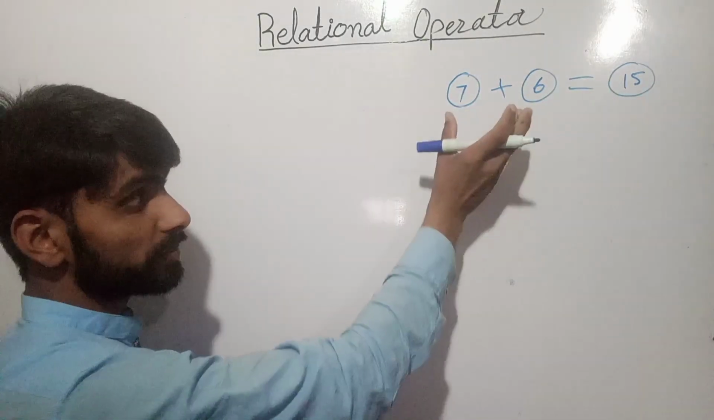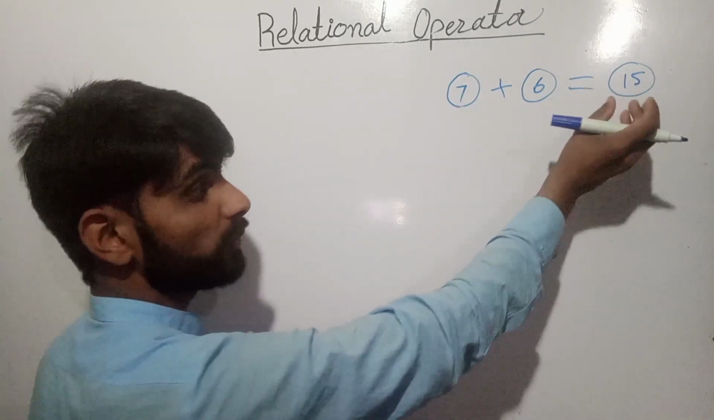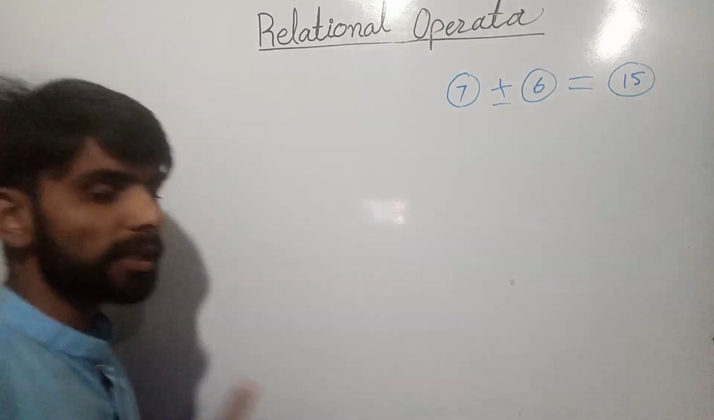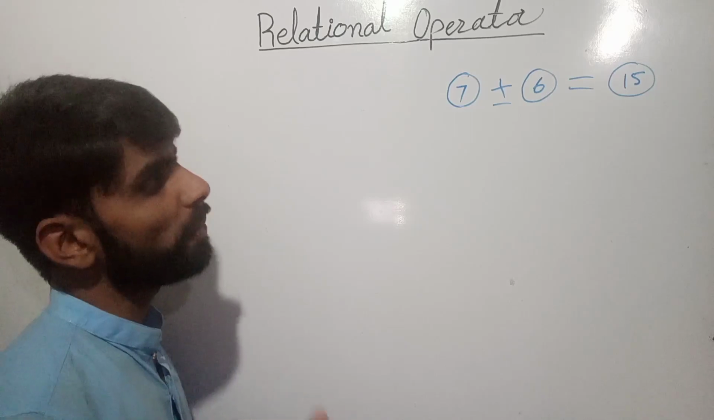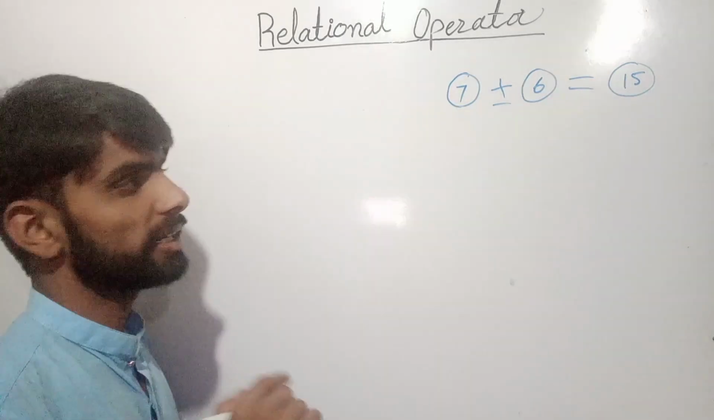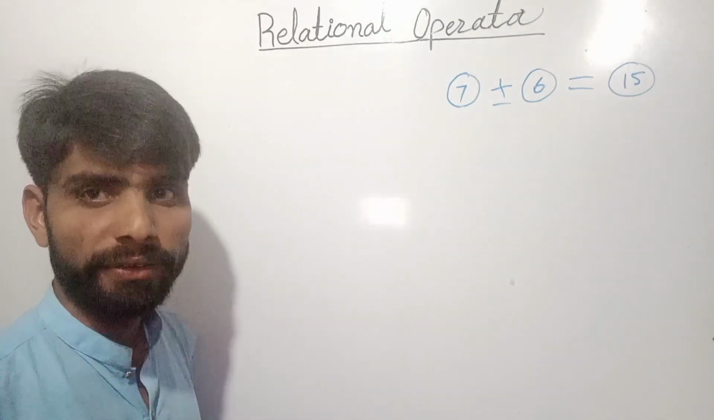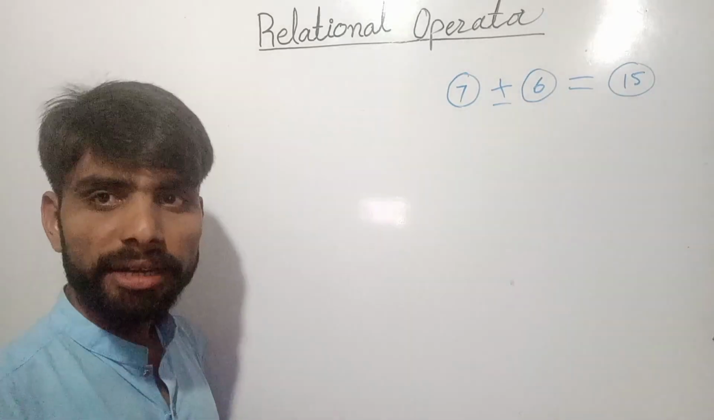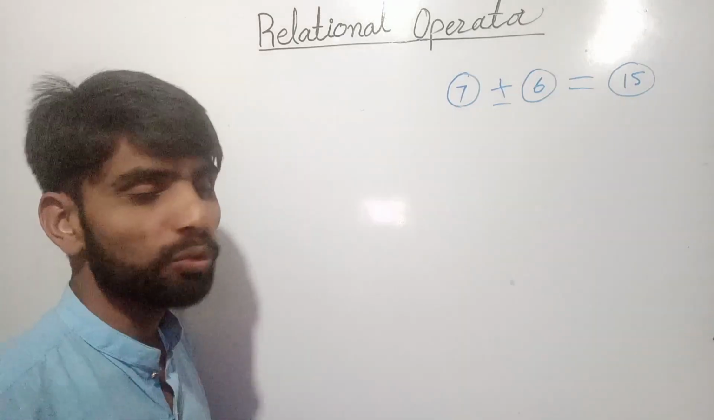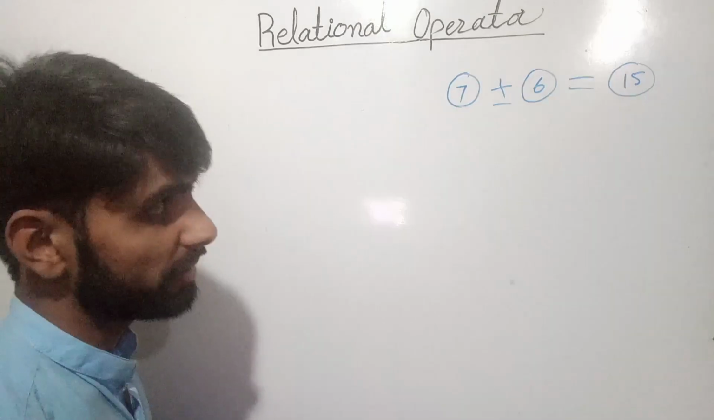So I have used two operands, two values here, and we get the result as a single value. So an operator always works by combining two operands or more than two operands, and always gives a single result. An operator may also be used with a single operand, but that is called a unary operator. But a binary operator always works on two or more operands and gives a single result.